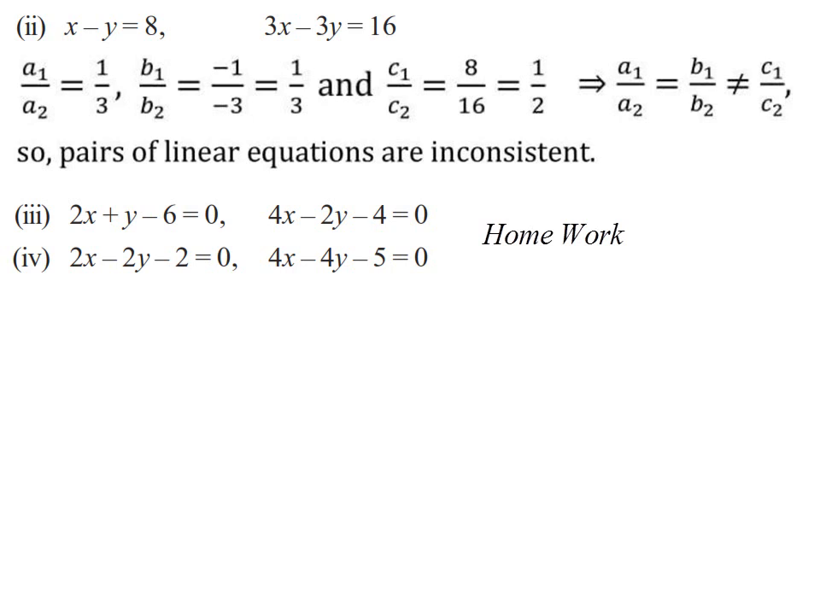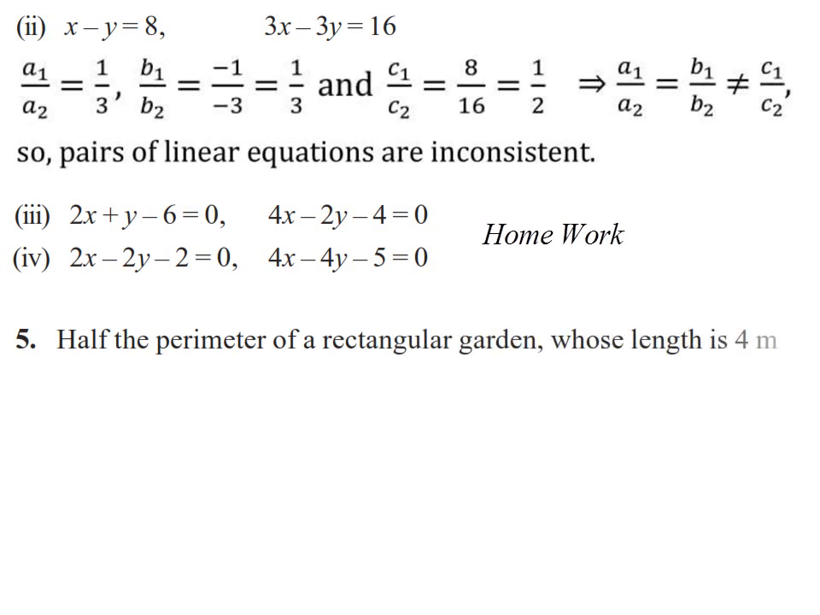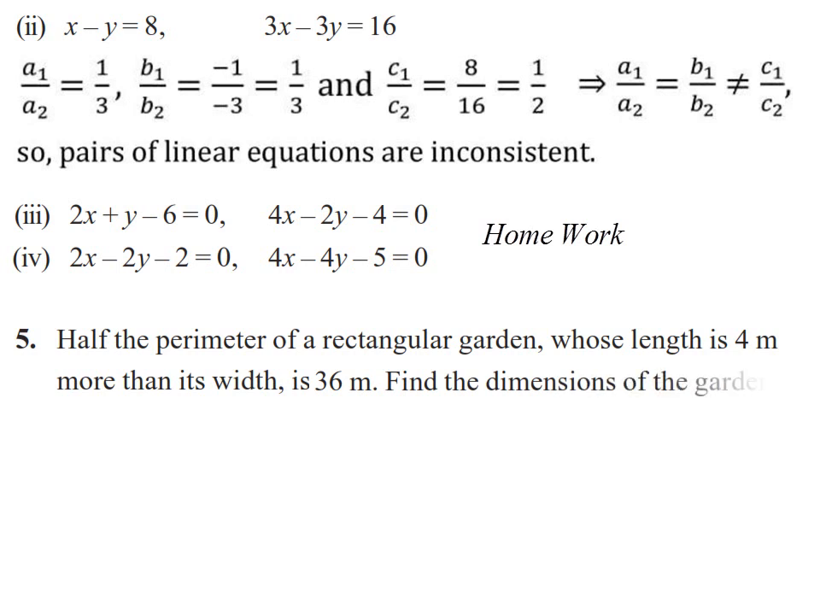Now the next question, the fifth question: half the perimeter of a rectangular garden whose length is 4 meters more than its width is 36 meters. Find the dimensions of the garden. Read properly. Half of the perimeter is 36 meters and the length is 4 meters more than its width.